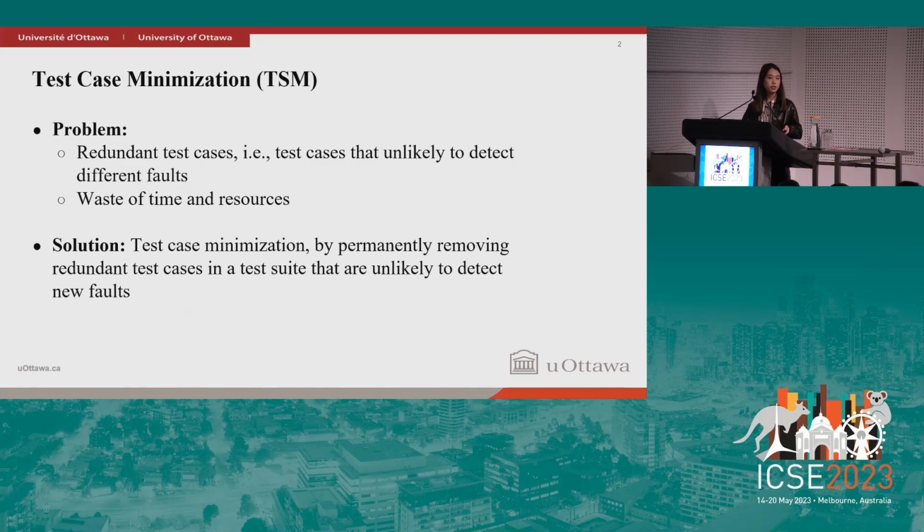The problem is that there will be many redundant test cases in the test suite, and those test cases are unlikely to detect different faults. So if we run all of them, it will be a waste of time and resources. The solution to this problem is test case minimization, by permanently removing the redundant test cases in the test suite.